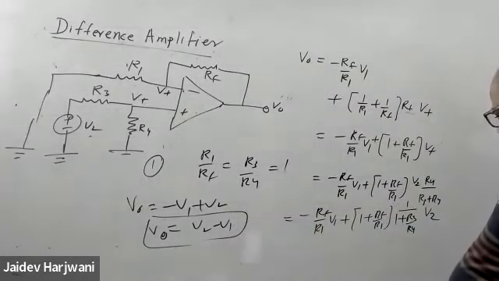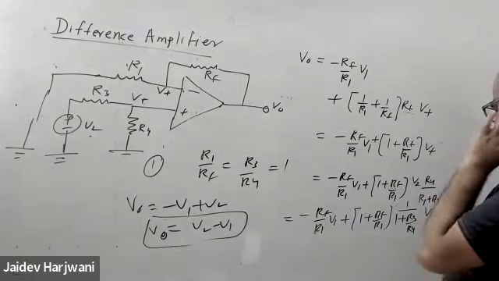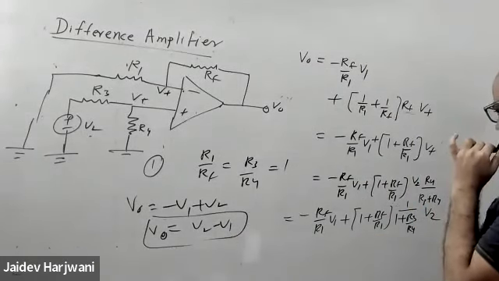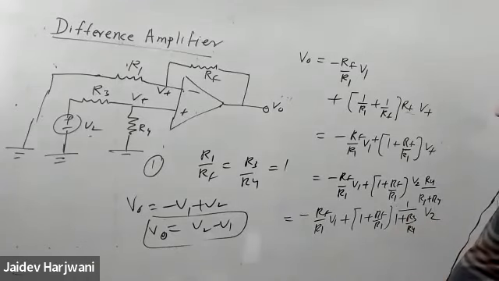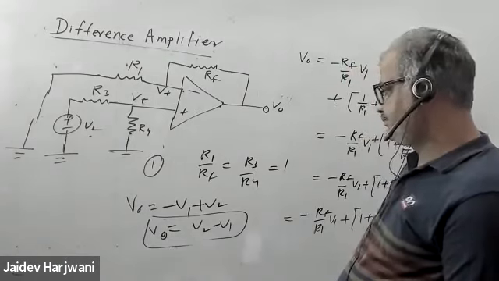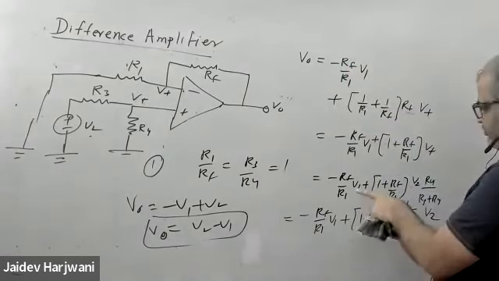And if I take this as R4 by R3, then this will be... okay. चले आगे? So basically this is a difference only, na.